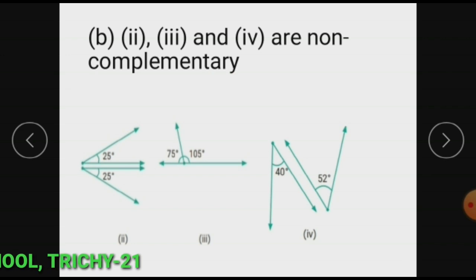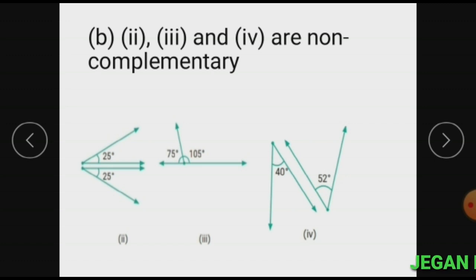In figure 3, 75 degree plus 105 degree, we get 180 degree, which is not equal to right angle. So it is a non-complementary angle. And in figure 4, the given angles 40 degree and 52 degree. When we add up 40 degree and 52 degree, we get 92 degree, which is not equal to 90 degree. So the given angles in figure 4, 40 degree and 52 degree are non-complementary angles.